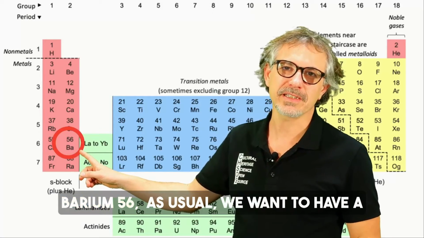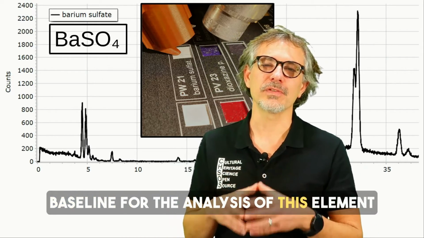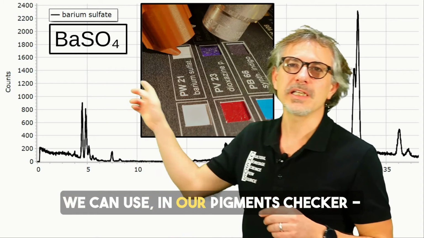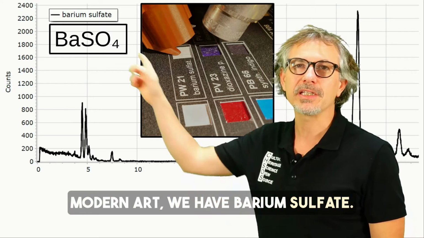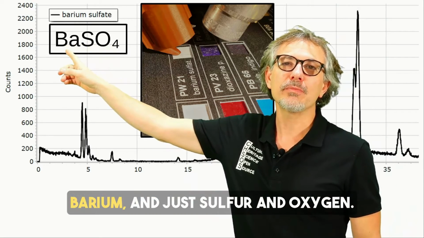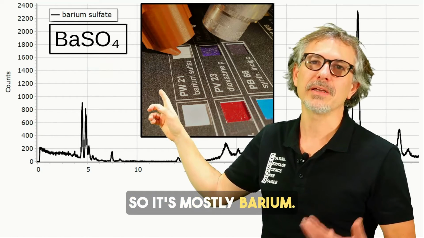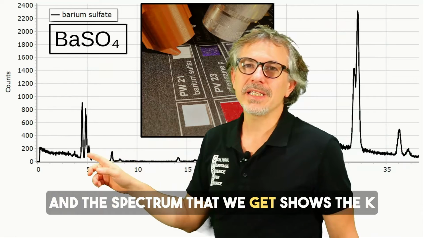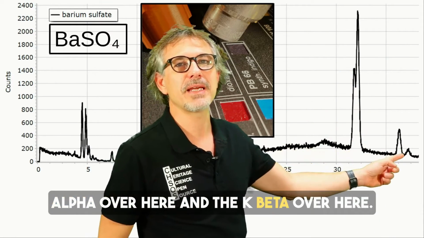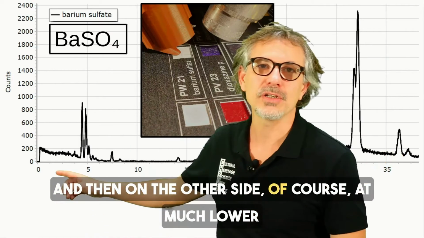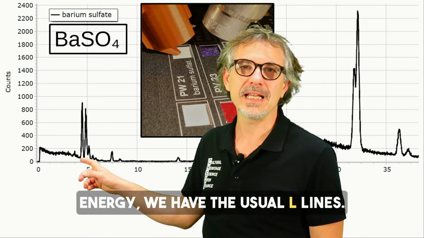Barium, 56. As usual, we want to have a baseline for the analysis of this element. We can use our Pigment Checker Modern Art, where we have barium sulfate. So basically there is one atom of barium and just sulfur and oxygen, so it's mostly barium. And the spectrum that we get shows the K alpha over here and the K beta over here. And then on the other side, of course, at much lower energy, we have the usual L lines.